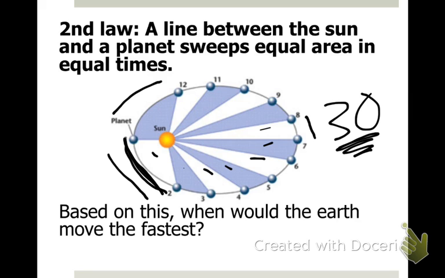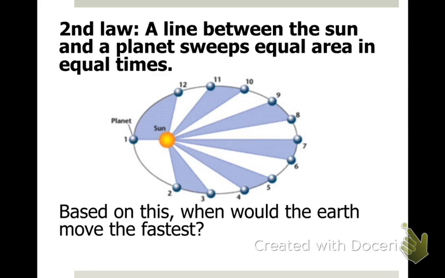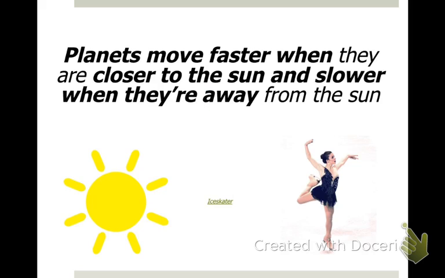So therefore, the Earth is going to move fastest closest to the sun, and it's going to move the slowest when it's further away. And not just the Earth, this goes for all planets. So planets move faster when they're close to the sun and slower when they're further away from the sun.